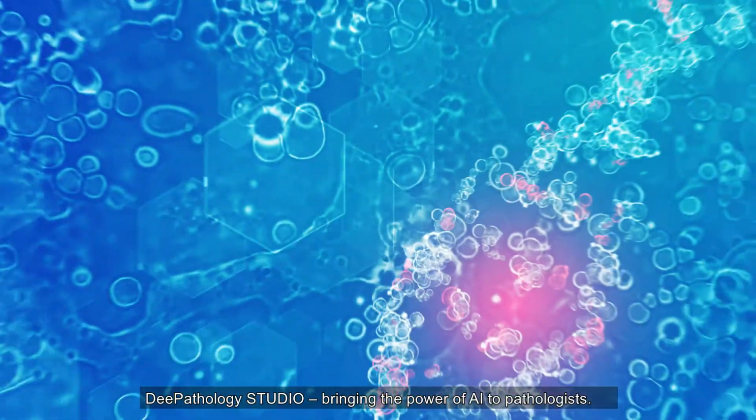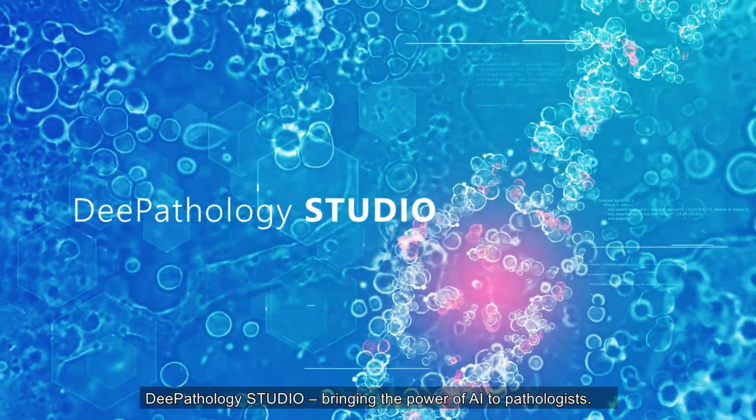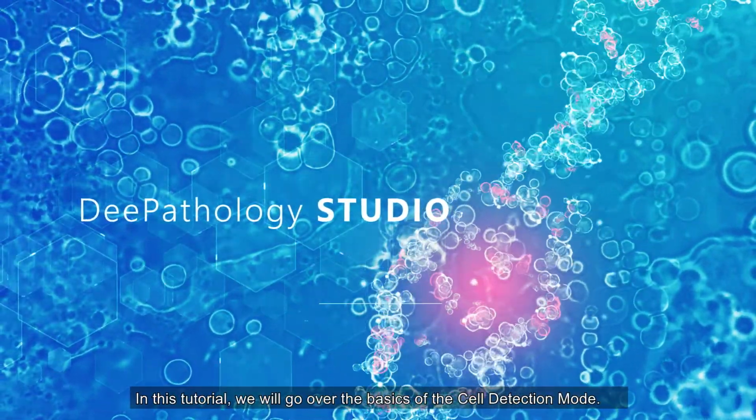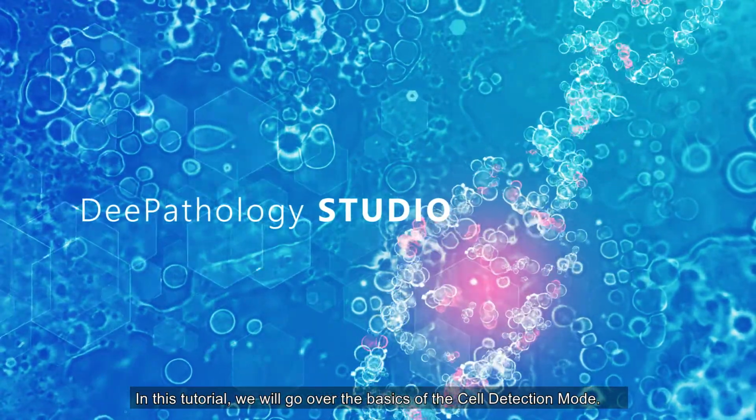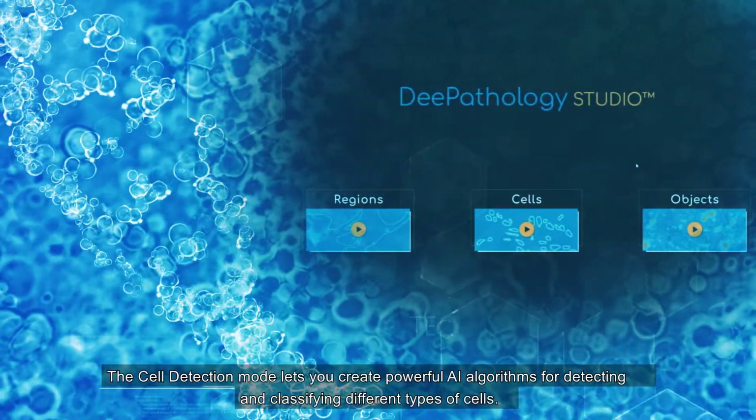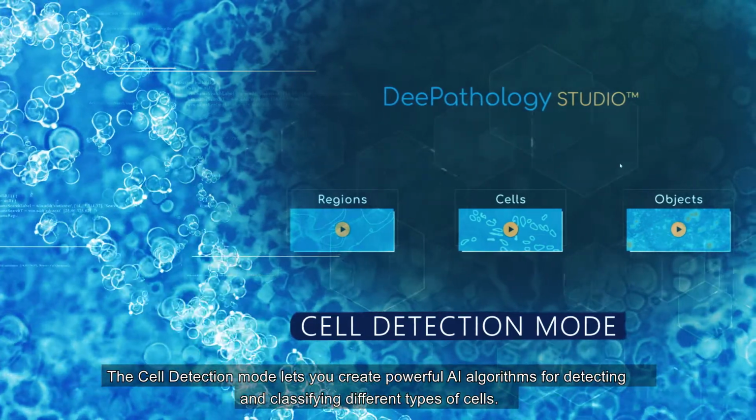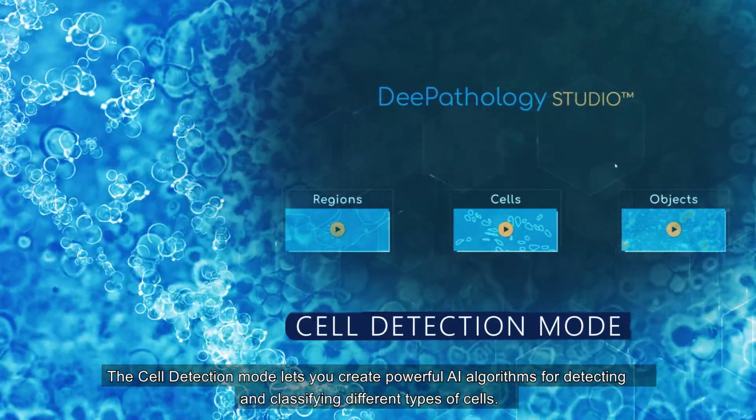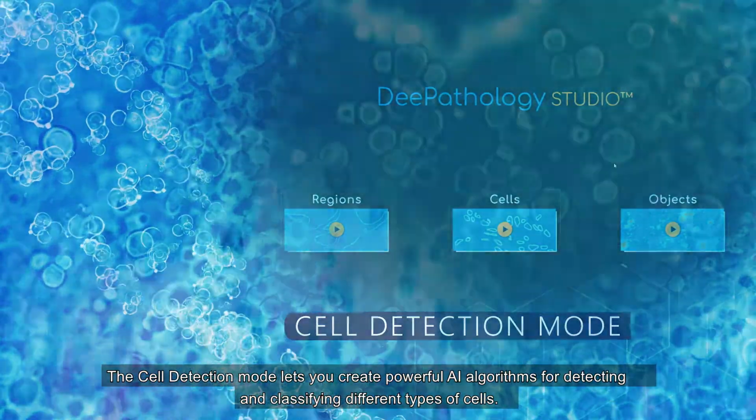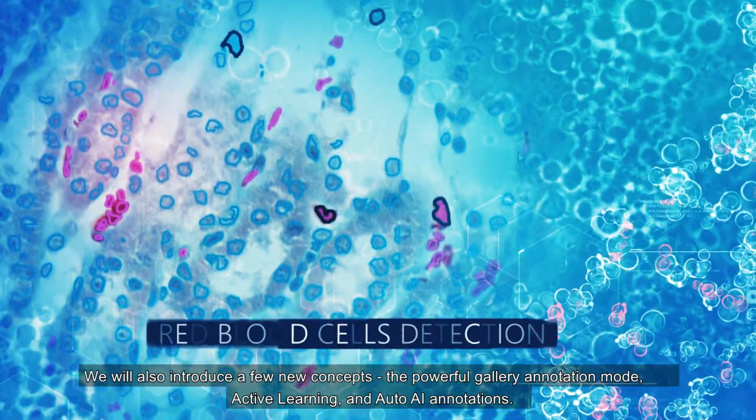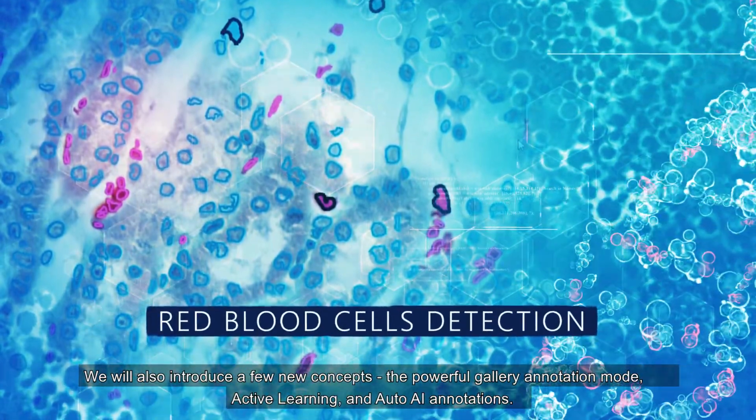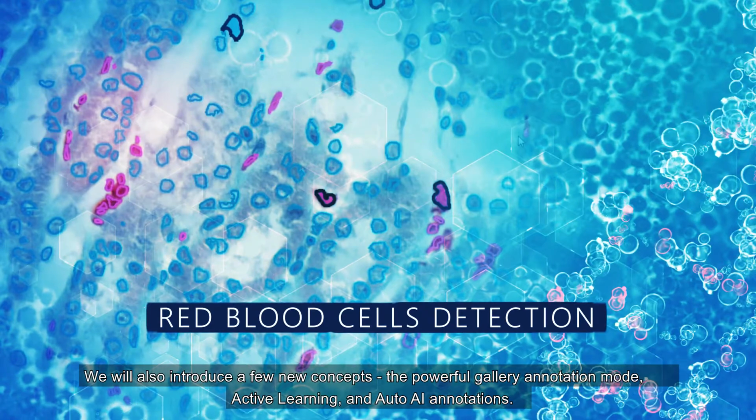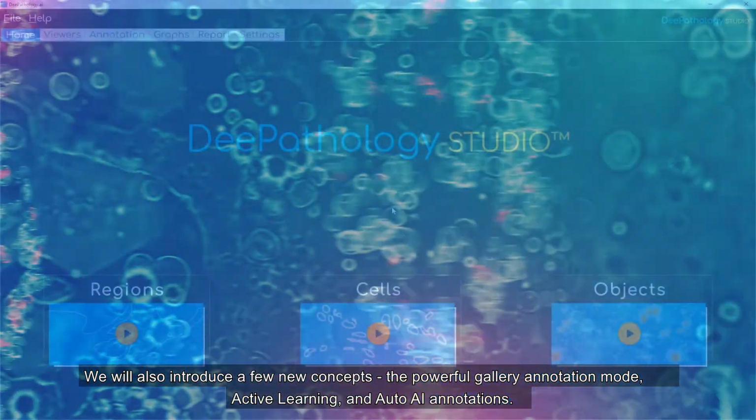Deep Pathology Studio, bringing the power of AI to pathologists. In this tutorial, we will go over the basics of the cell detection mode. The cell detection mode lets you create powerful AI algorithms for detecting and classifying different types of cells. We will also introduce a few new concepts: the powerful gallery annotation mode, active learning, and auto AI annotations.